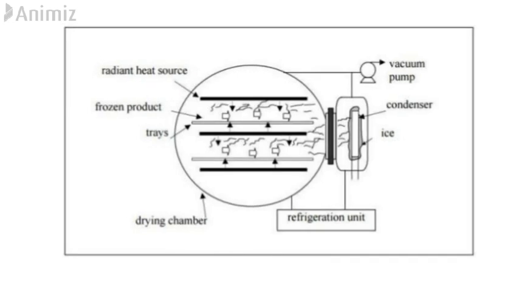Here we can see a circular drying chamber consisting of horizontal trays on which the product is kept. It is connected to a heat source and a vacuum pump to generate the condition below the triple point. The frozen ice gets converted to vapor and is trapped by a condenser.